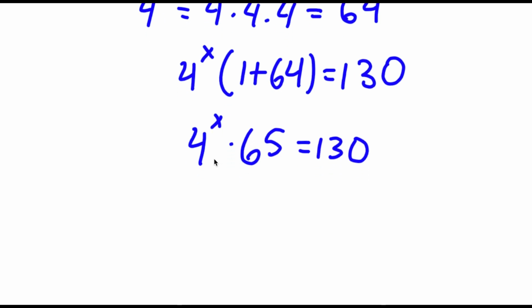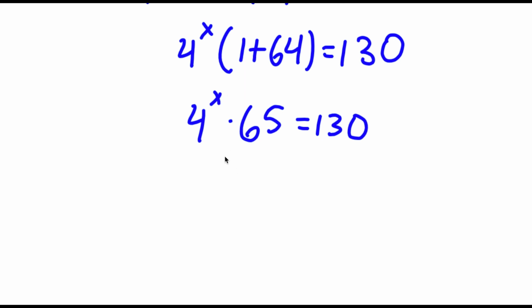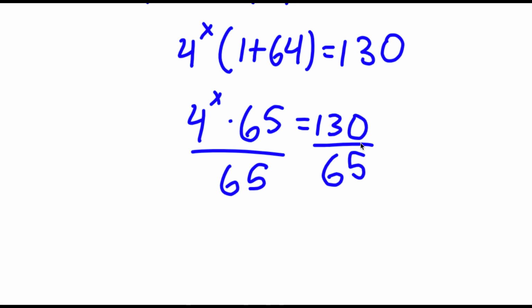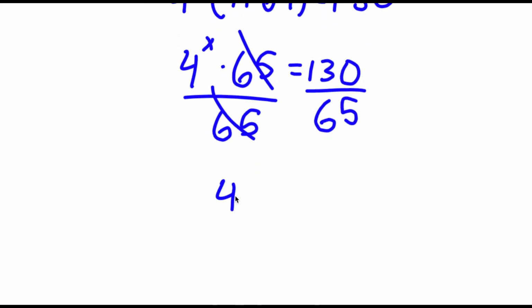Now we obviously want to isolate x here, so I'm going to go ahead and divide both sides by 65. So then these two cancel out, and I'll be left with 4 to the power of x is equal to 130 divided by 65, which is 2.